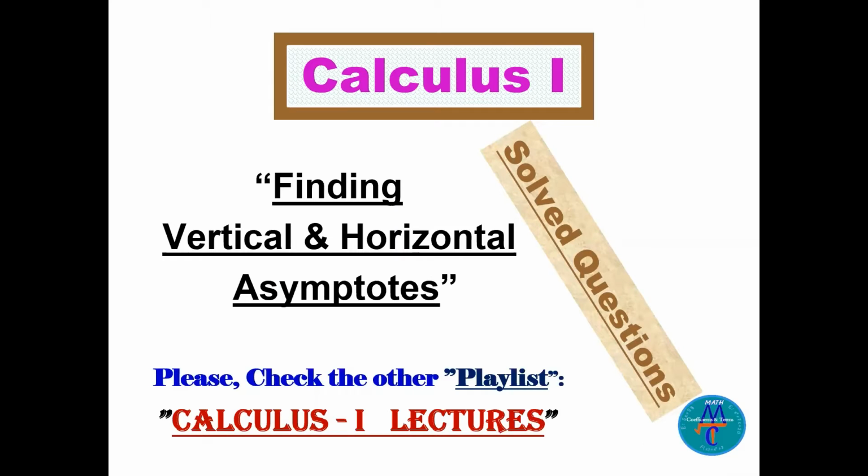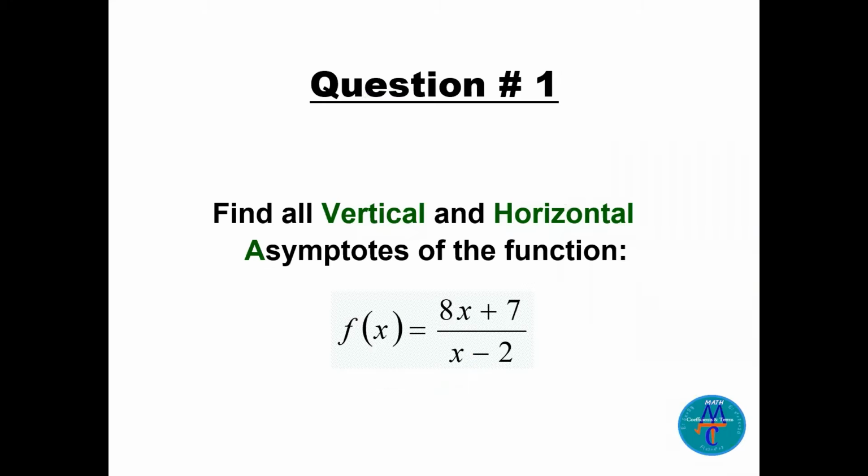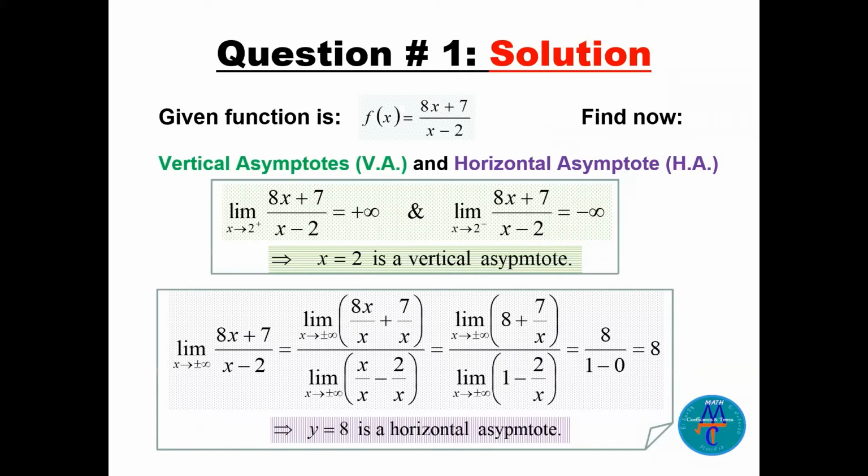This is Calculus 1 solved questions. In this video, we will find some vertical and horizontal asymptotes. Question number 1: find all vertical and horizontal asymptotes of this function. f(x) equals (8x + 7) divided by (x - 2), which is not difficult.